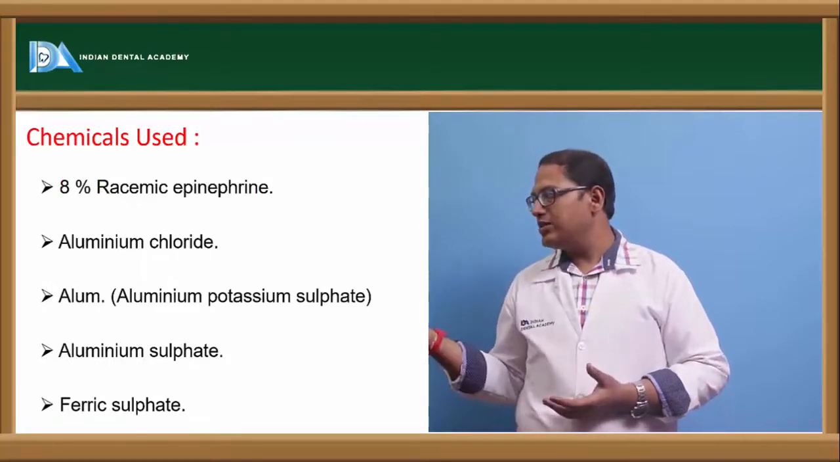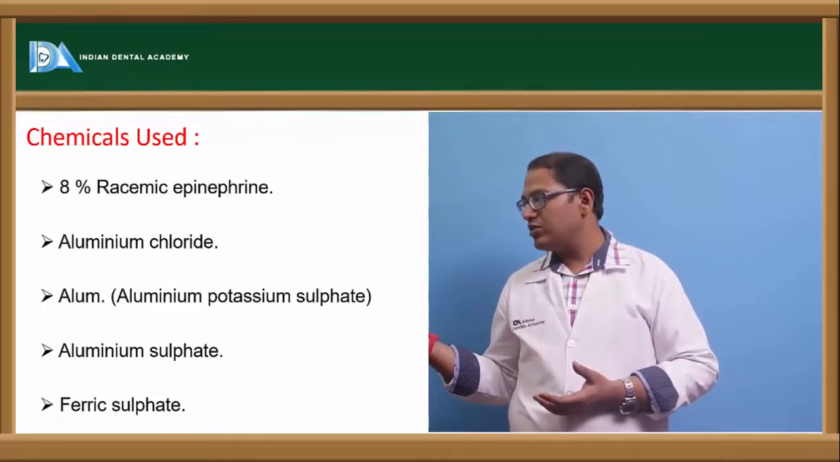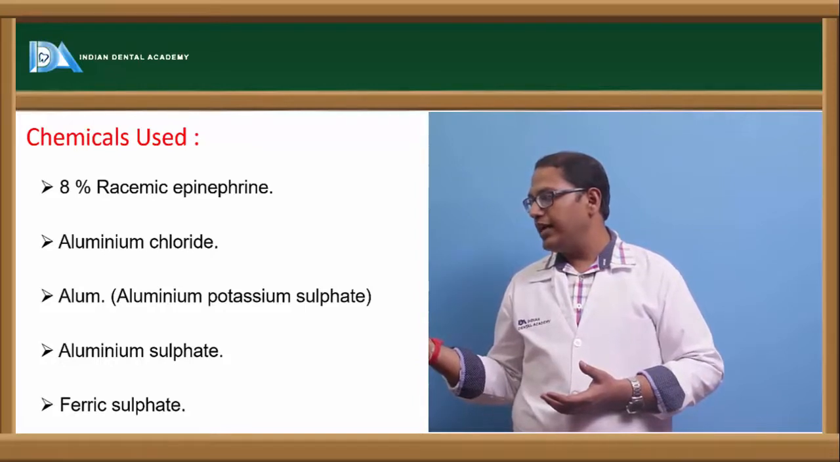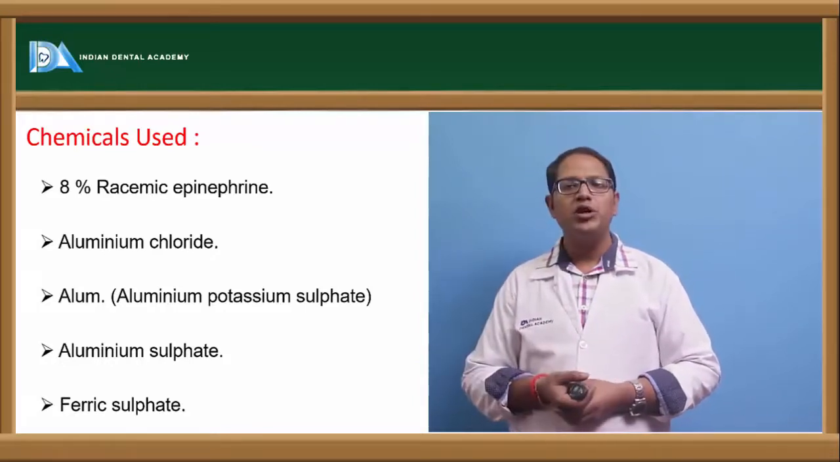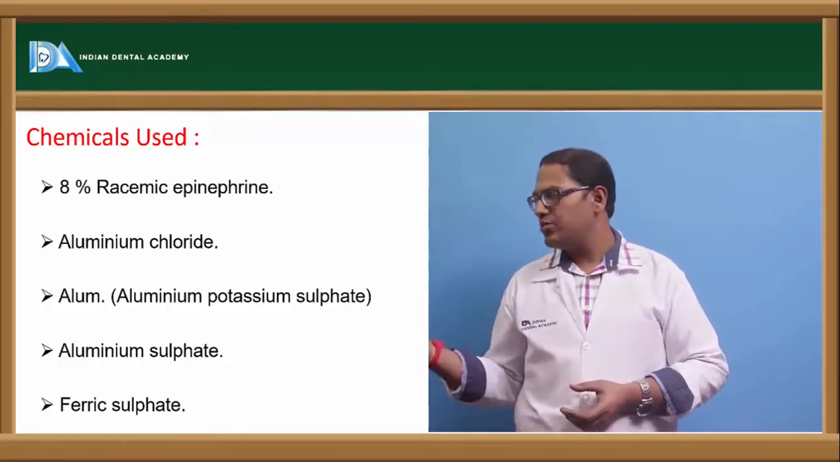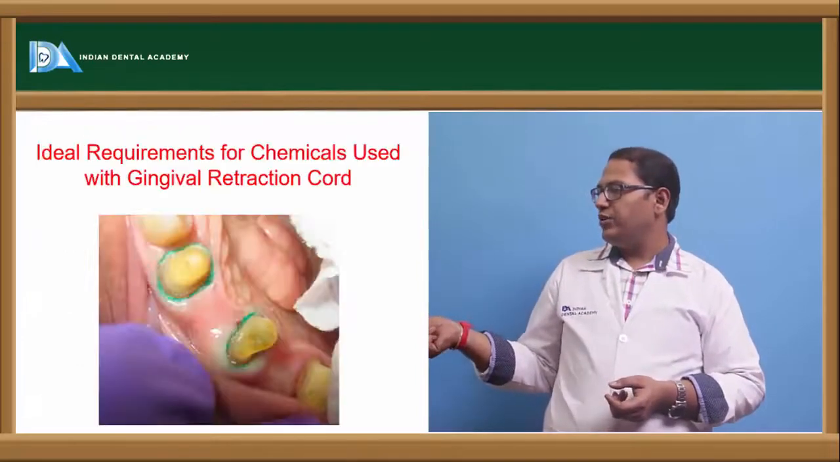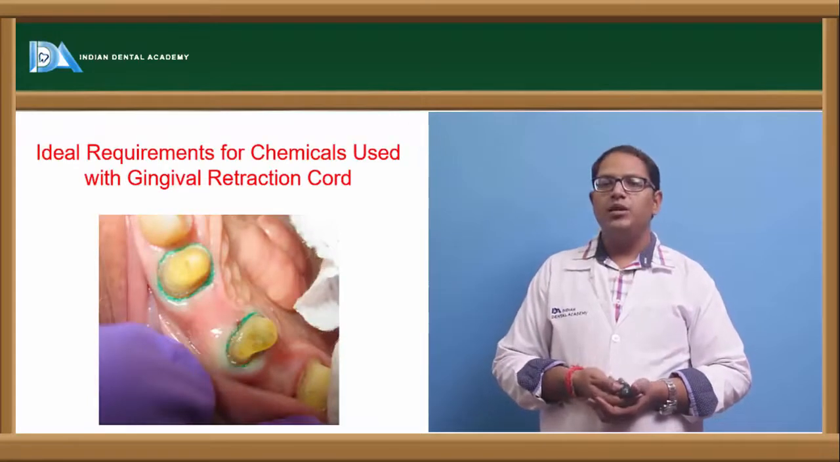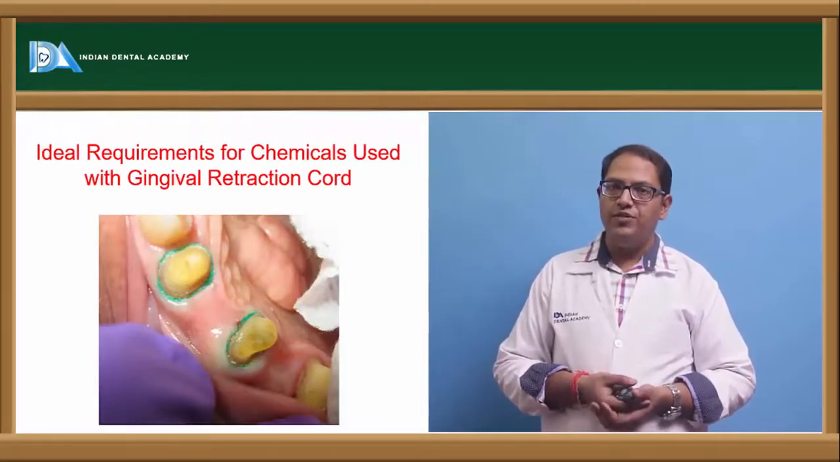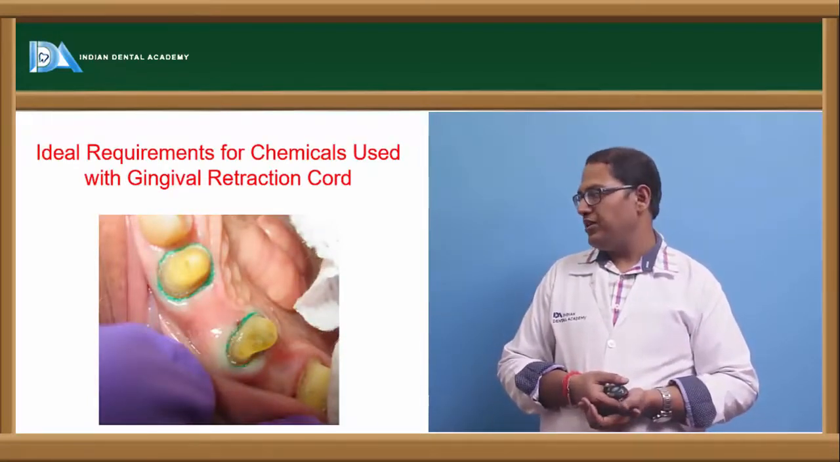So the chemicals used are 8% racemic epinephrine, which I was talking about till now, aluminium chloride, and alum. Alum is aluminium potassium sulfate, also known as alum. That is the short term which we use. Then aluminium sulfate and ferric sulfate, all with a percentage: aluminium chloride 25%, 3% ferric sulfate, and 8% racemic epinephrine.